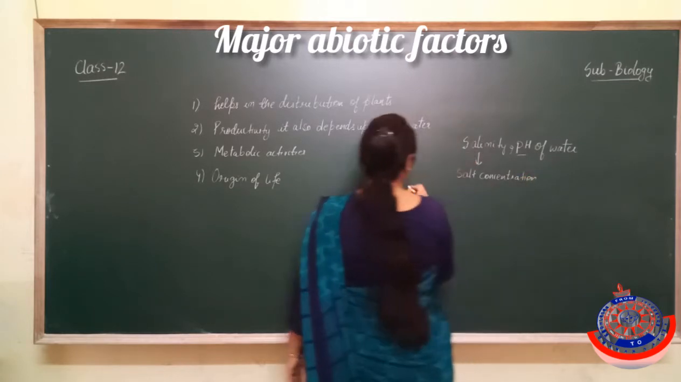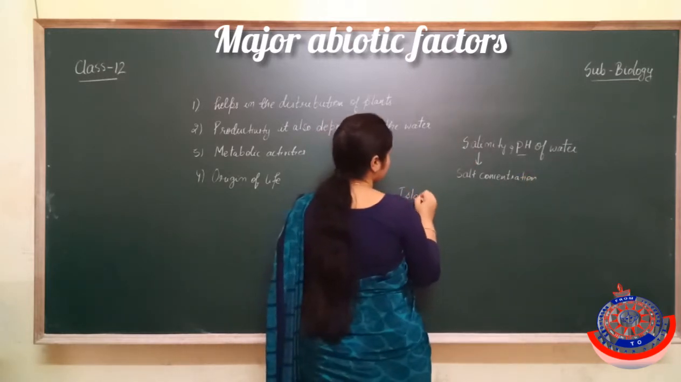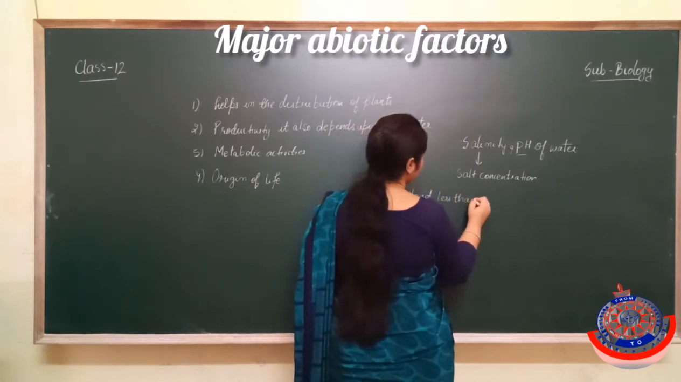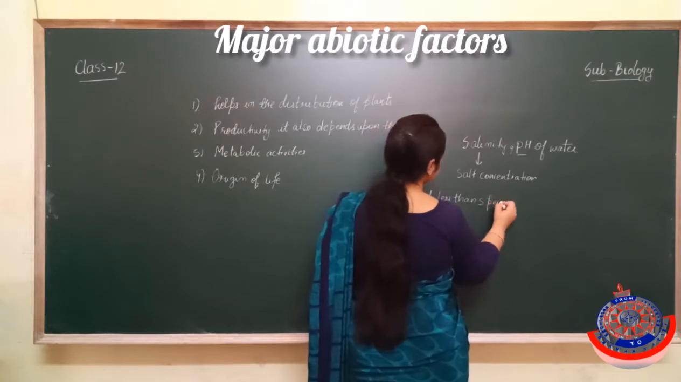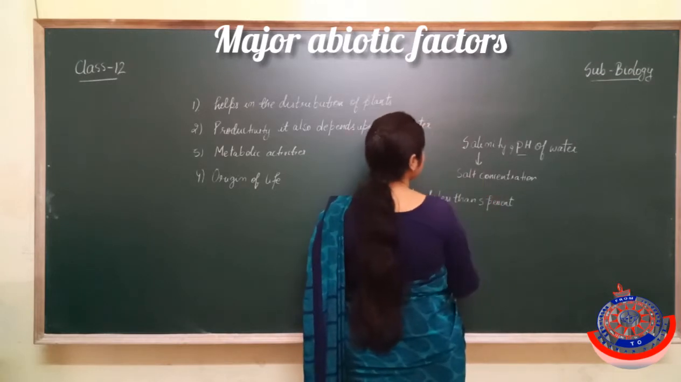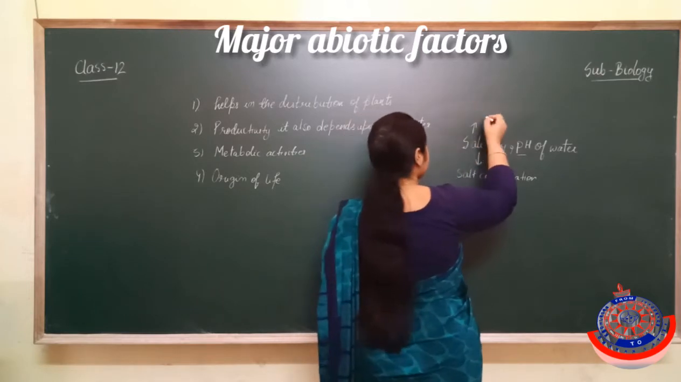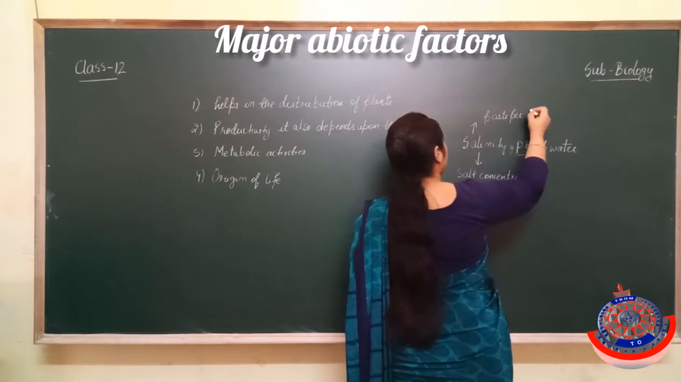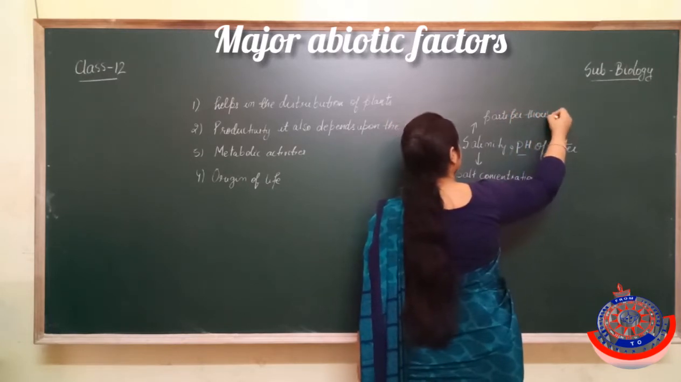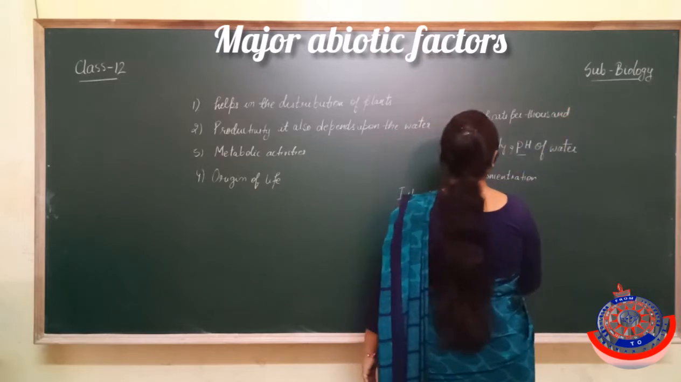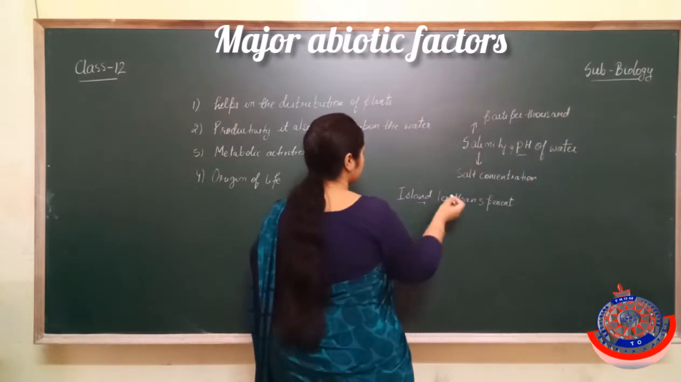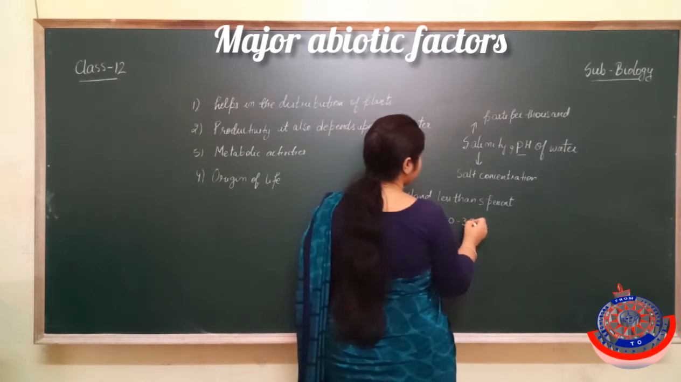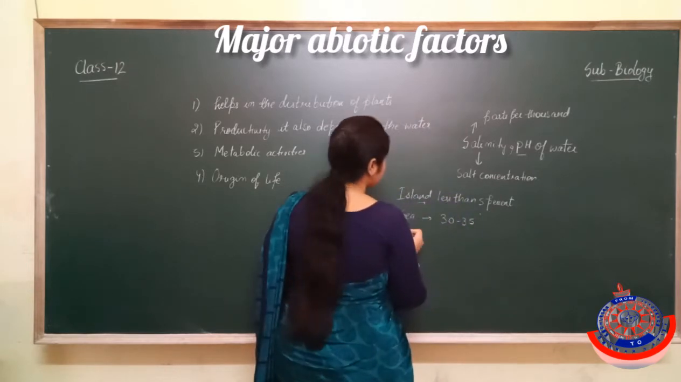If we talk about inland waters, there is less than 5 parts per thousand salinity, and salinity is measured in parts per thousand. And if we talk about the sea, then it is 30 to 35.